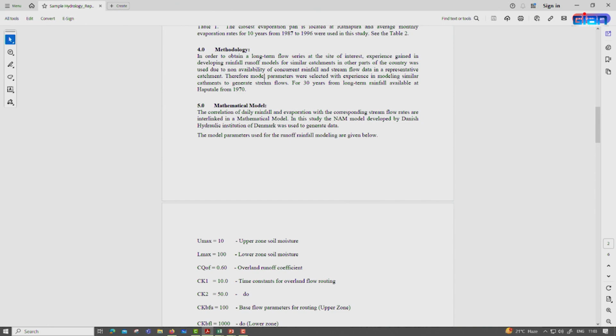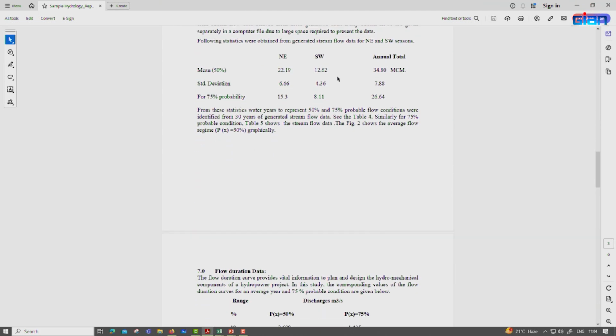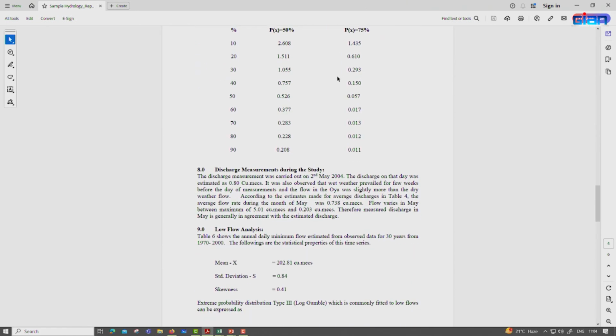Now you can see under methodology, it says, therefore, model parameters were selected with experience in modeling similar catchments to generate stream flows for 30 years from long term rainfall available at Haputale from 1970. So, he has used data from 1970 to the year 2000. We did this study in 2002. This report was generated in early 2000s. So, he has used 30 years of data for his model. Then he goes on with his expert areas, data generation, flow duration data etc.